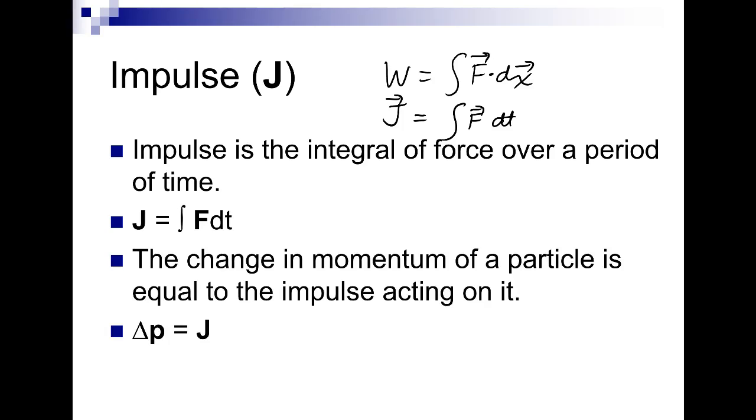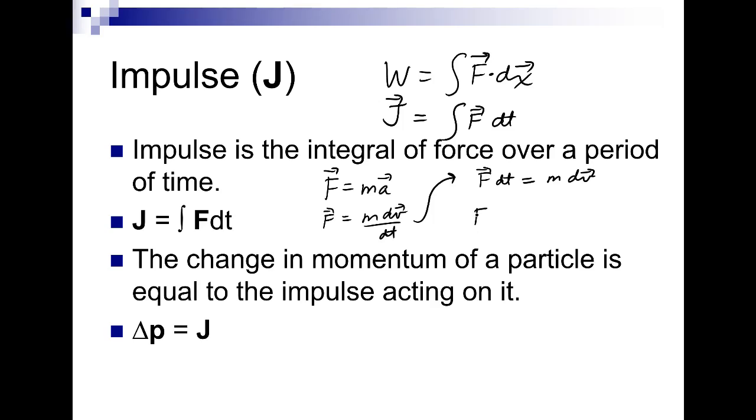And we can say that the change in momentum of a particle is equal to the impulse acting on it, or delta P is equal to J. Now this comes back to the original definition of Newton's second law. If we examine F equals ma, and if we rewrite a as dv dt, we bring that up to here, and on one side we can write this as f dt, and on the other side we can write it as m dv.